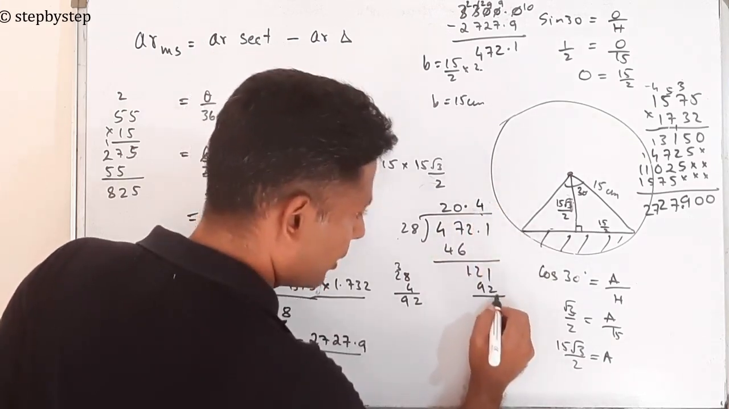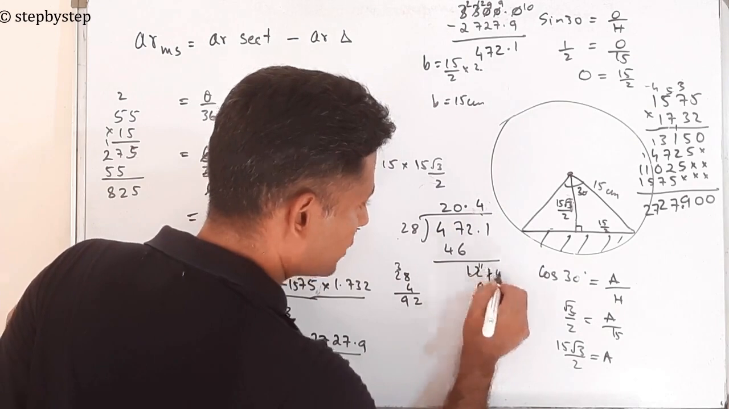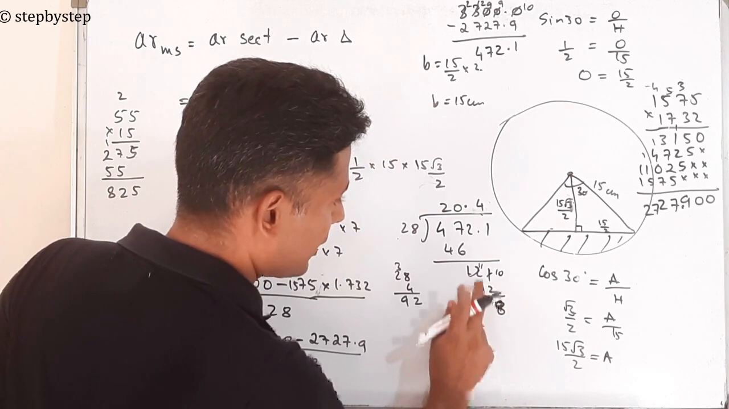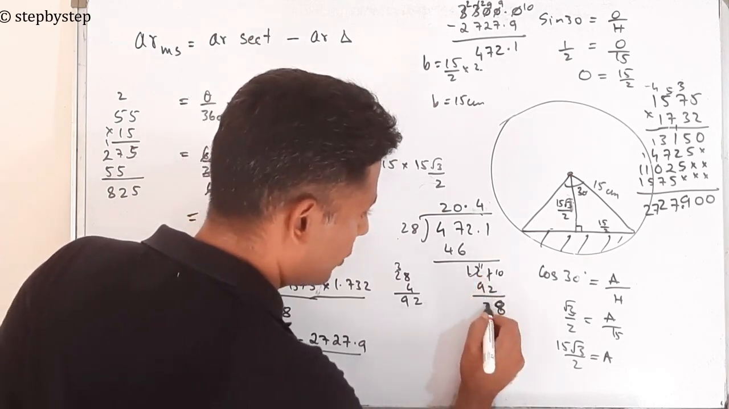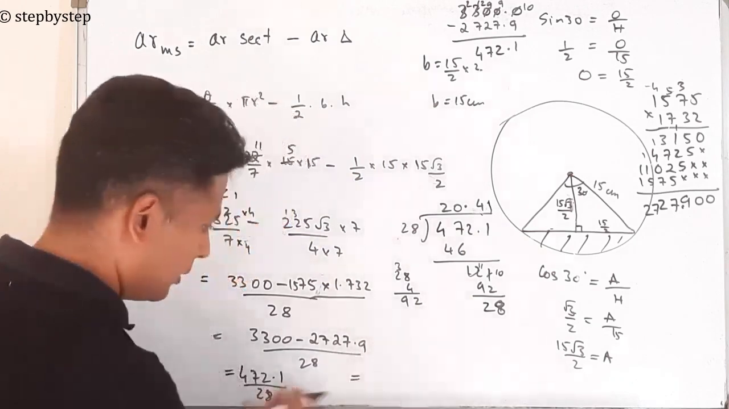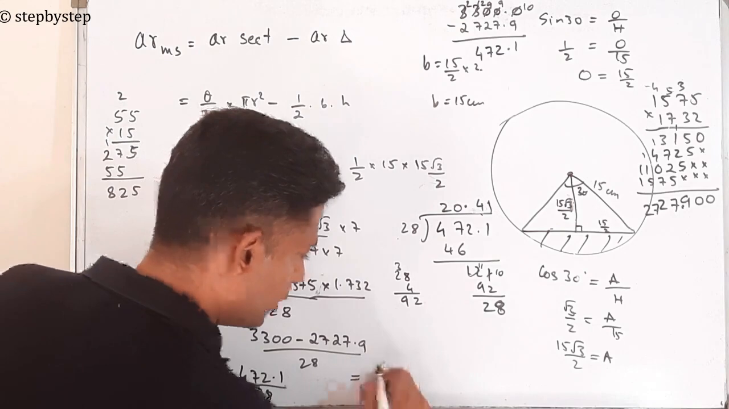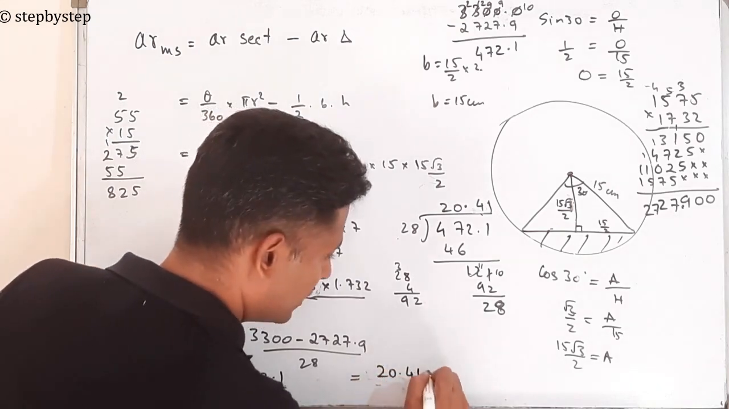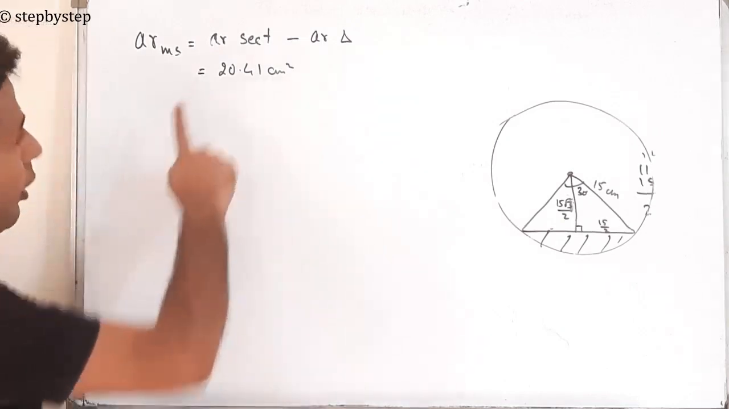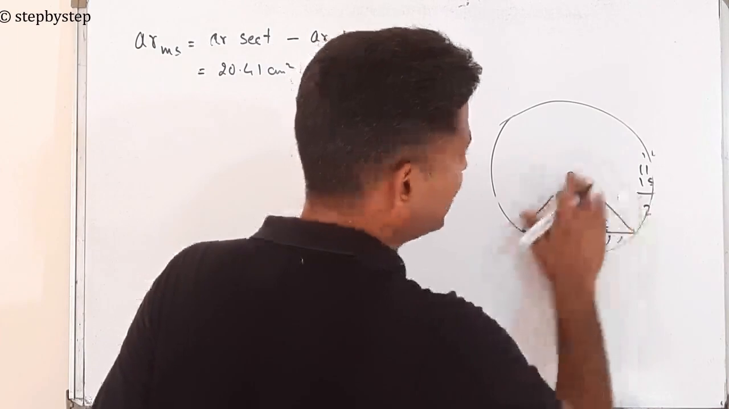20.4. 11 minus 2, 9, and 11, this becomes, sorry, 10 minus 2, 8, right? And 11 minus 9, 2. 28, 4, 1. So what do we get? Answer is 20.41 centimeter square. Right guys, now we found the area of minor segment. To find area of major segment, what is area of major segment?